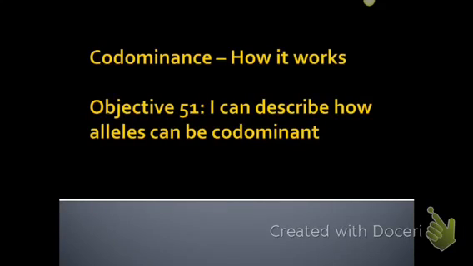Okay, this week we're going to talk a little bit more about codominance. We talked about that already, when you have two dominant traits and then you get a third trait to show up. And we are also going to talk about making a pedigree chart. So this is your first objective for this week. I can describe how alleles can be codominant.